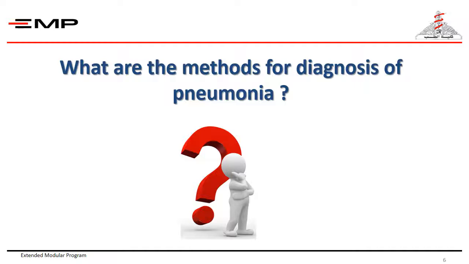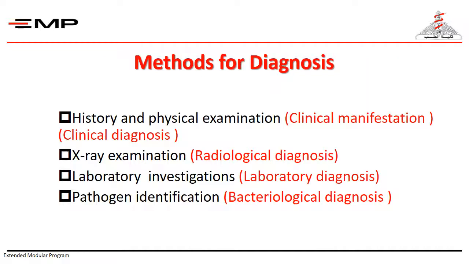What are the methods for diagnosis of pneumonia? Methods for diagnosis of pneumonia include history and physical examination or clinical manifestations, and this is the clinical diagnosis. Second is radiological diagnosis, that includes chest x-ray, the plain chest x-ray as usual, plus or minus chest CT. Third method of diagnosis is laboratory investigations, and this is the laboratory diagnosis. And finally is pathogen identification, which is a bacteriological diagnosis.